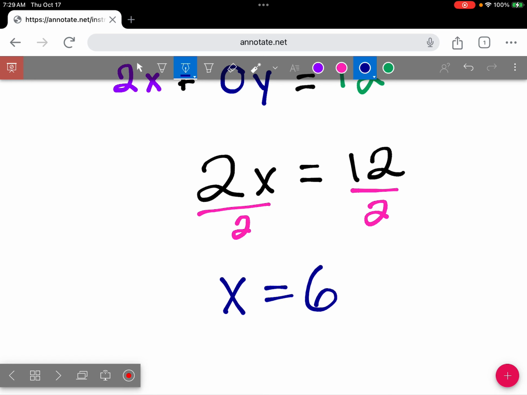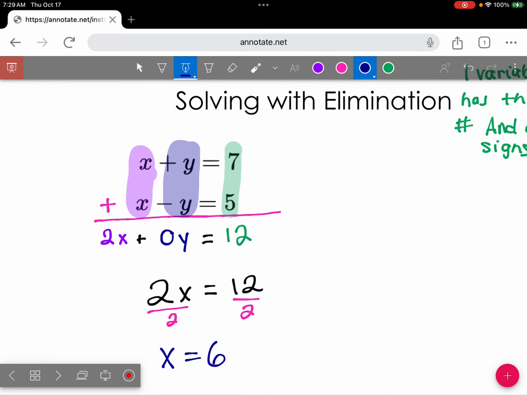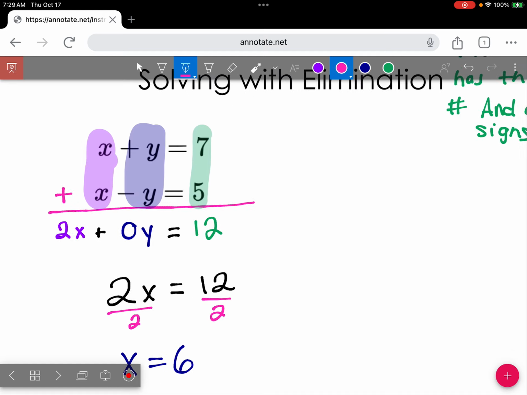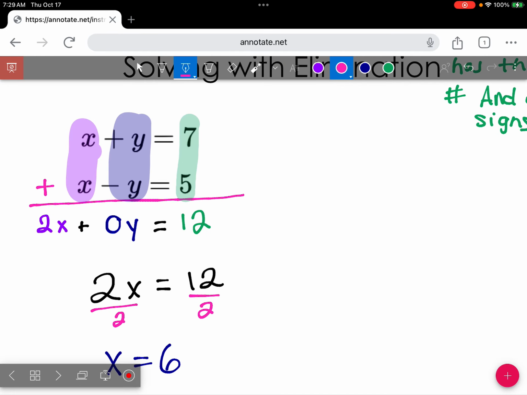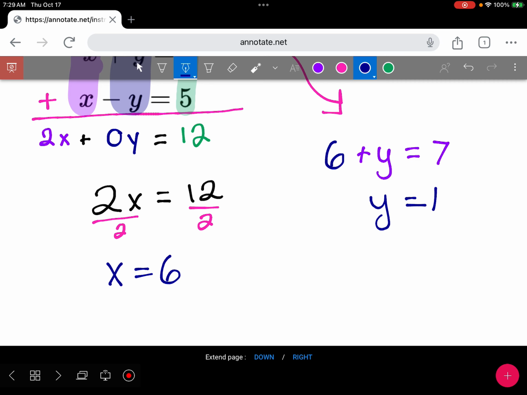But we still need to go back and catch our y because we do need to make sure we get our ordered pair that has our solution. So I can grab either one of the equations. It genuinely does not matter. I'm going to grab the top one, where I know that my x is 6 plus y equals 7. That's what I used down here. So what does y equal? 1. So my solution is the point 6, 1.